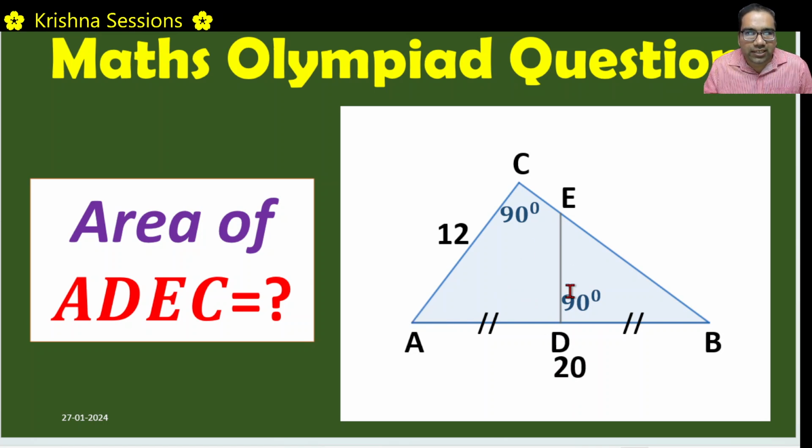What is the area of ADEC? Area of ADEC is the total area of ABC minus the area of BED. Because these two are right angle triangles, it can become a little easier to find the areas of these triangles. Let's see how.